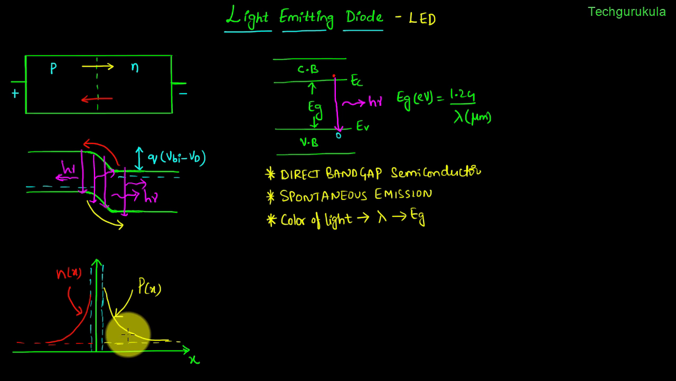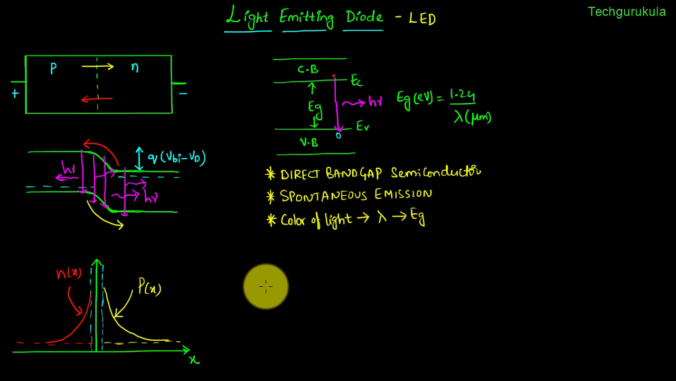From this minority charge carrier distribution under steady state, we can understand that most of these minority carriers are recombining near the depletion region, which means most of the recombination would happen at or near the depletion region itself. As a result, light generation inside the PN junction would be at or near the depletion region itself. When you increase the current flowing through the PN junction, there would be more recombination of carriers. As a result, there would be more light energy inside the PN junction diode.